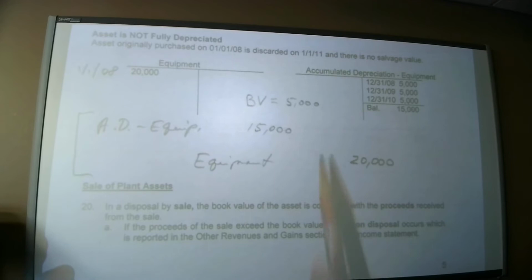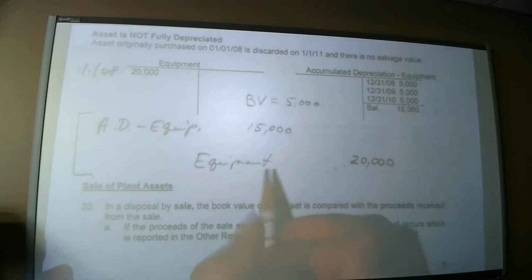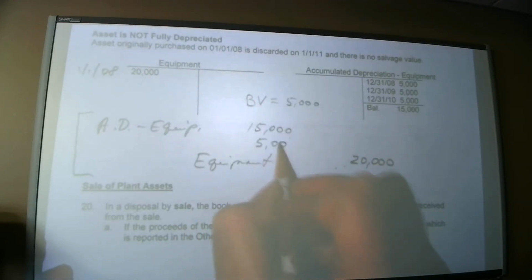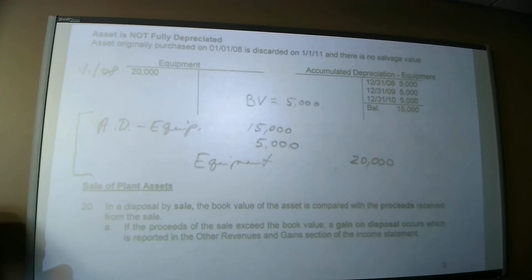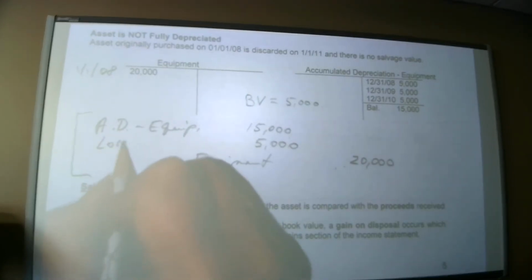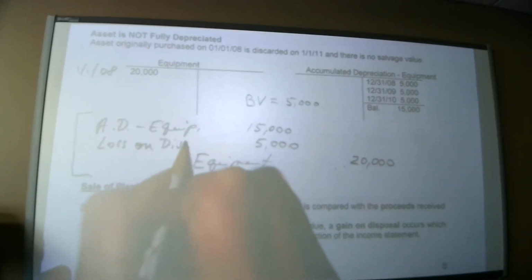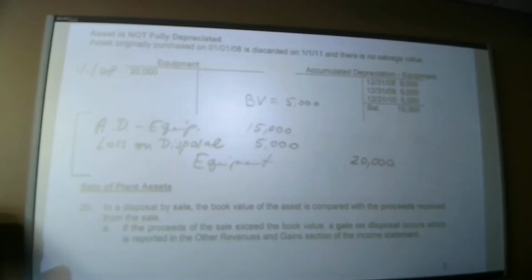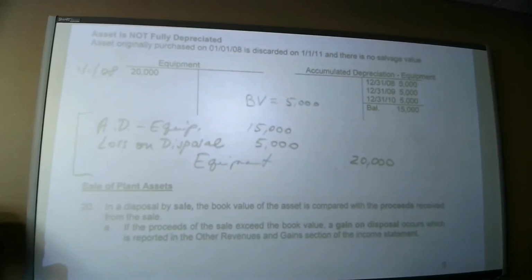What am I missing in this one? Am I missing a debit or credit? Debit, right? How much? $5,000. Any ideas what that could be? Loss on disposal. It will be loss on disposal, okay? Because we had that remaining book value and we got nothing for it, it became my loss.